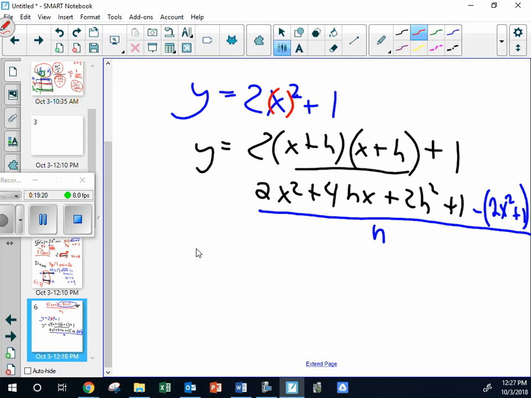Did you notice that 2x squared canceled the negative 2x squared? And that negative 1 will cancel the positive 1? So you're left with 4hx plus 2h squared all over h, if you like partial credit. Got to simplify it. Very good.